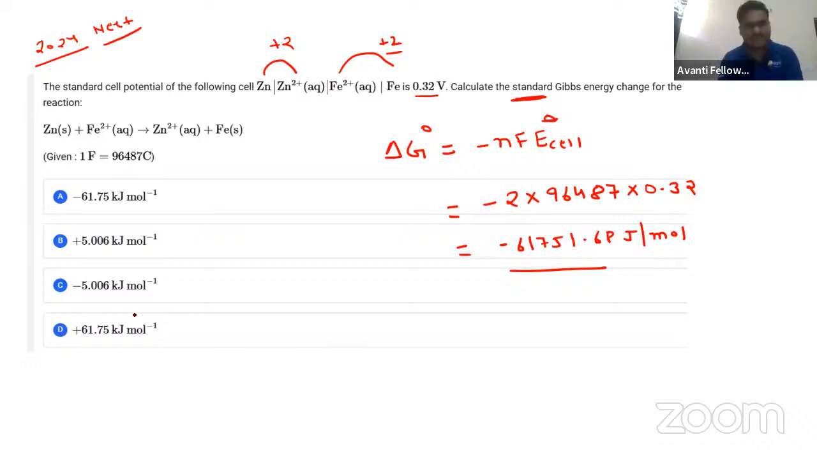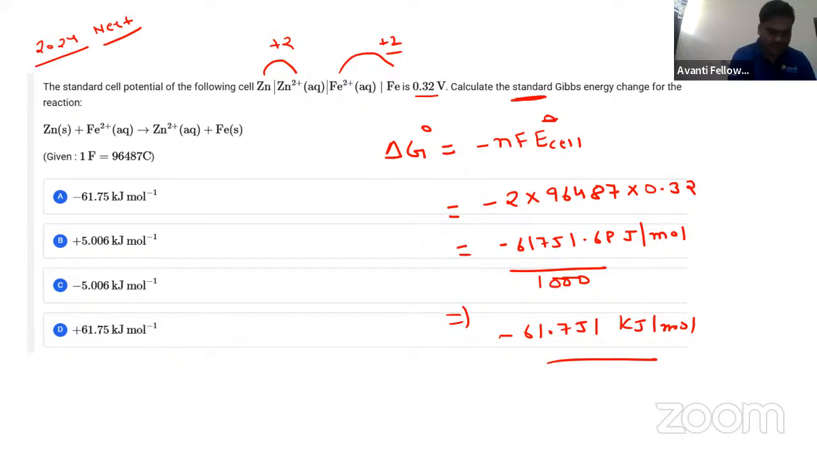But in this question, all the values are given in kilojoule. So for kilojoule, just divide by 1,000. So value comes out to be, बताओ कितना आया? That is minus 61.751 kilojoule per mole. So which of the following is correct out of these four options? फटाफट बताओ, which option is correct बेटा? Option A, right? Good. Option A, very good बेटा. So option A is absolutely correct.